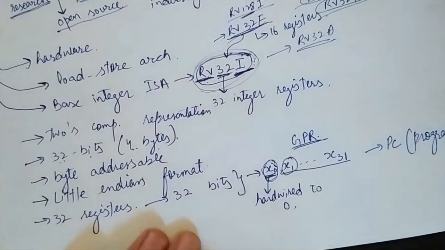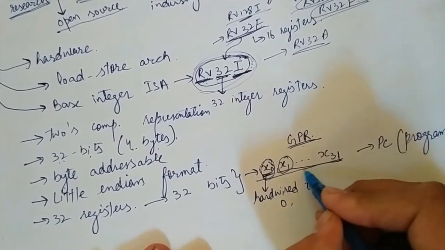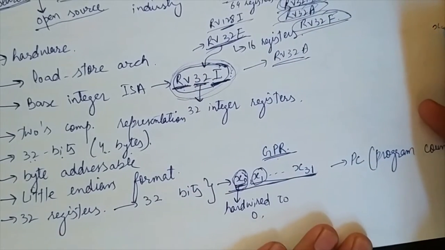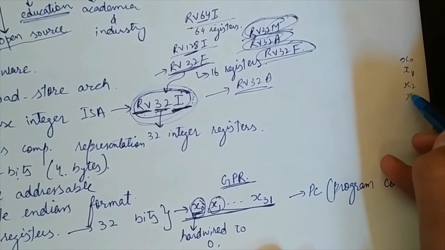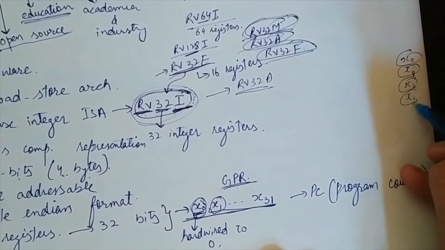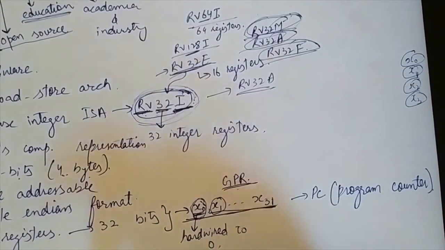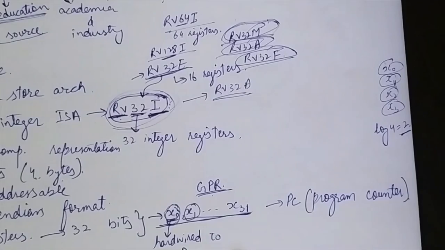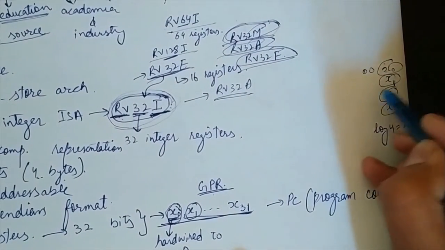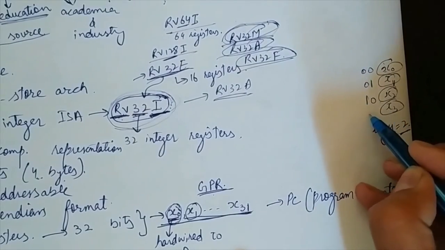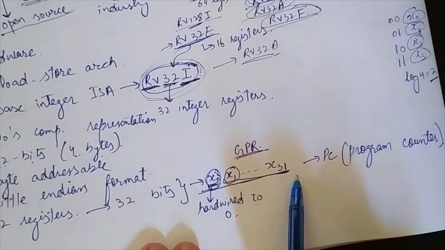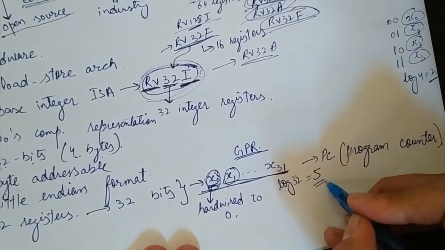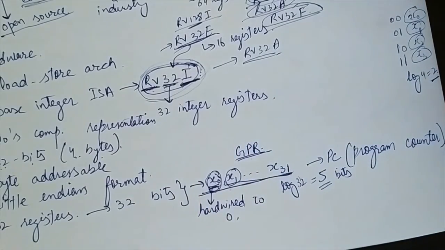So having 32 registers, how many bits can be used to address these registers? For example, if we have only 4 registers, X0, X1, X2 and X3, how many bits can be used to address these 4 registers? That will be log of 4, which is 2. So 2 bits will be used to address these 4 registers uniquely. X0 will be 00, X1 will be 01, X2 will be 10, and X3 will be 11. Since we have 32 registers here, how many bits will be required? That will be log of 32, which is equal to 5. So 5 bits will be used to address these 32 registers.